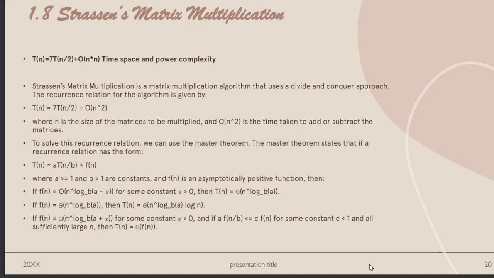The Master's theorem states that if a recurrence relation has the form T(n) equals aT(n/b) plus f(n), where a is greater than or equal to 1 and b is greater than 1 are constants and f(n) is an asymptotically positive function, then finally the recurrence relation of Strassen's matrix multiplication is T(n) equals big theta of f(n).